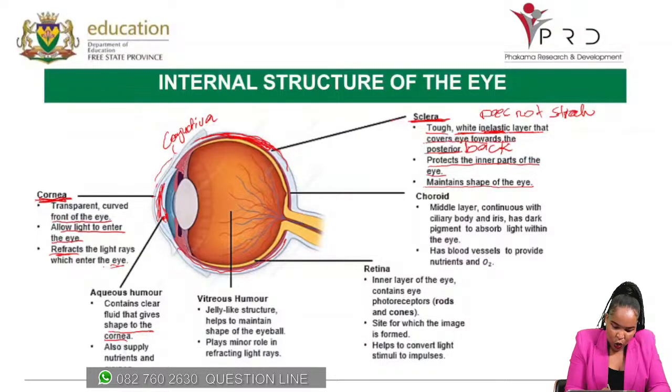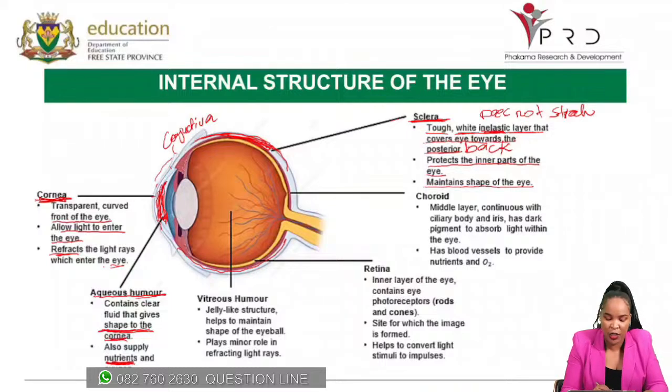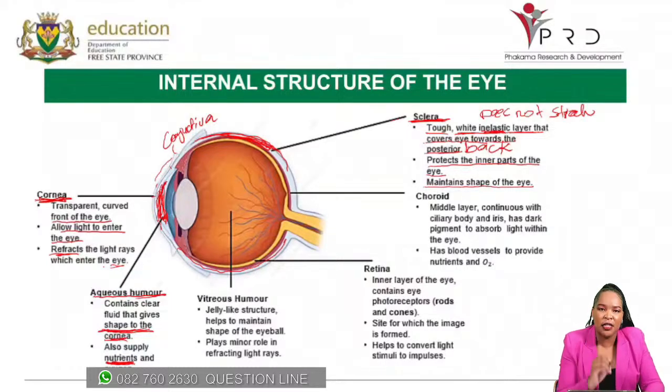So it also supplies some nutrients and oxygen to the cornea here. So you need this aqueous humor here to give the cornea its shape and also to supply it with nutrients and oxygen. So this fluid is very important. And how do you remember this fluid?